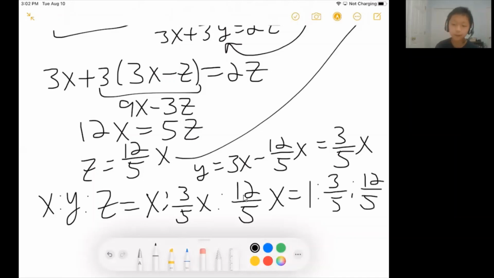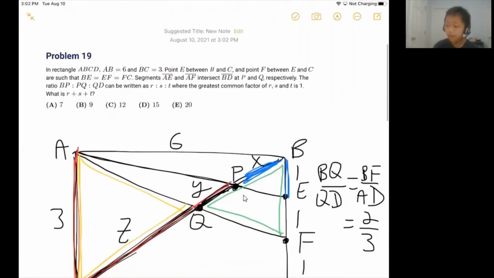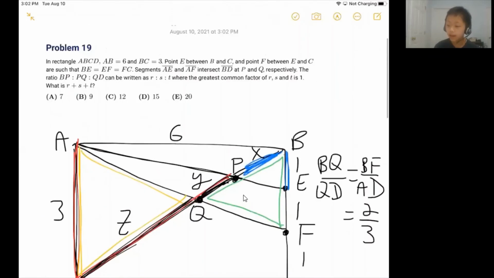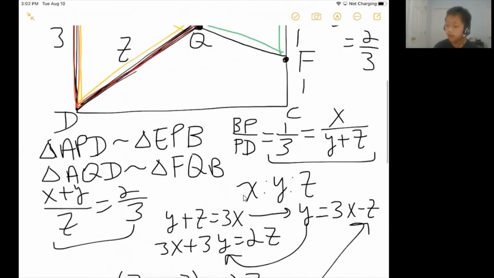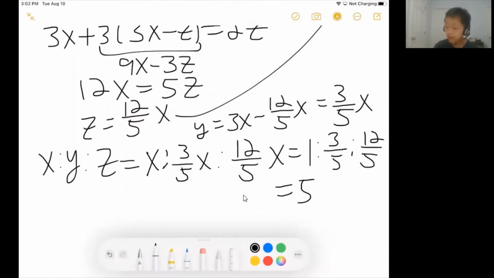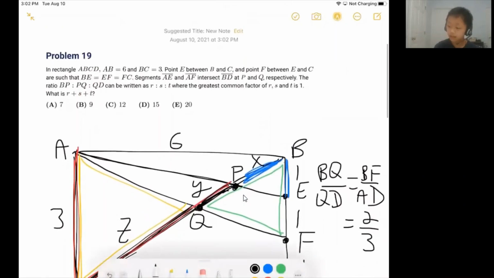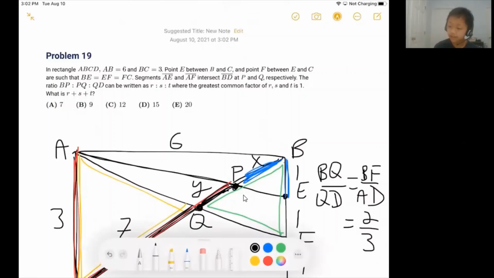But you can't have fractions, because the question says the ratio R to S to T has a greatest common factor of 1 and they're integers. So you would have to multiply everything by 5 to make everything an integer. So you get 5 to 3 to 12. And the question wants the sum of these three numbers. So you do 5 plus 3 plus 12, and you get 20, which is choice E. Yeah, so it's choice E.